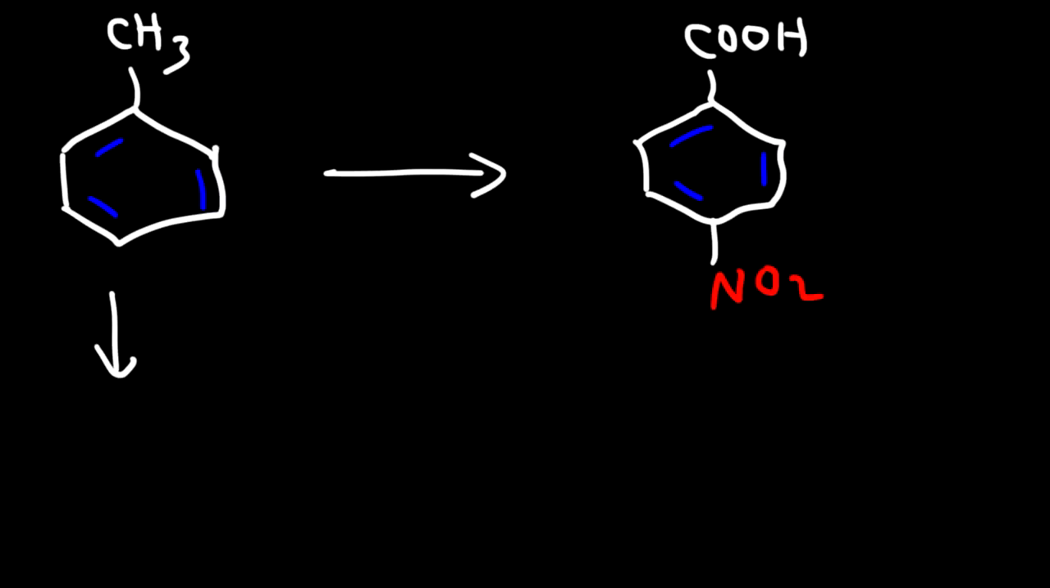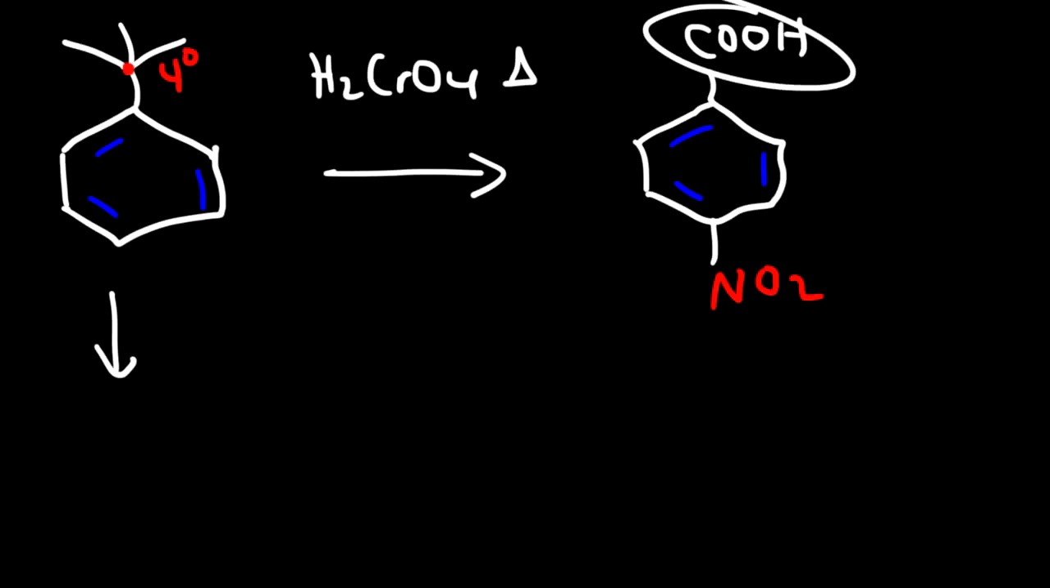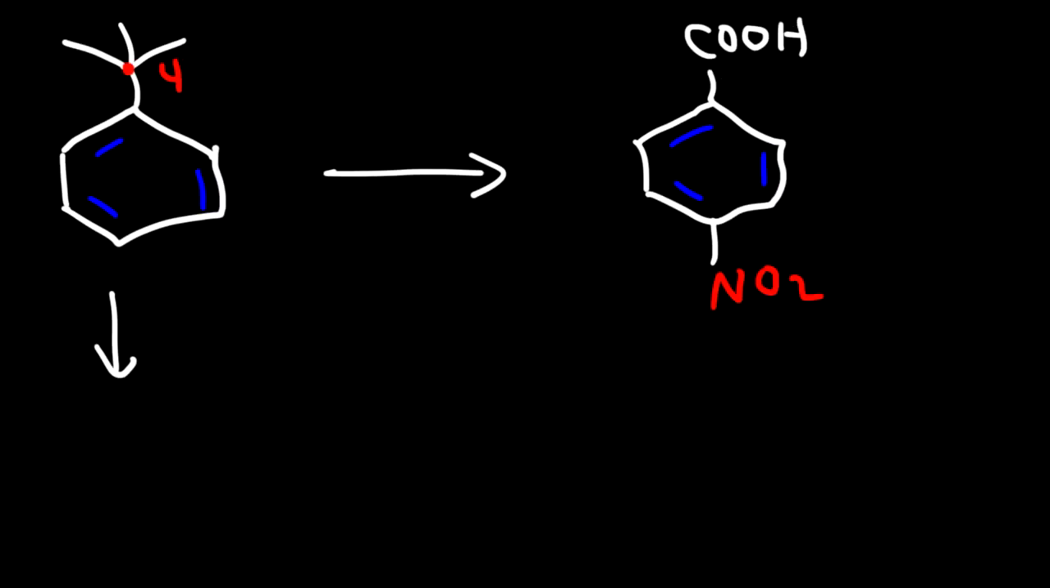Well, the answer is to use a bulkier group. Now, if we use tert-butyl, notice that this carbon here is a quaternary carbon. It has no benzylic hydrogen atoms, so it's resistant to oxidation. If you try to react it with chromic acid and heat, nothing's going to happen. It's not going to turn into a carboxylic acid. And so tert-butyl groups are resistant to oxidation. So the next best thing is to replace it with an isopropyl group. At least we have one benzylic hydrogen, so it can be oxidized into a carboxylic acid.